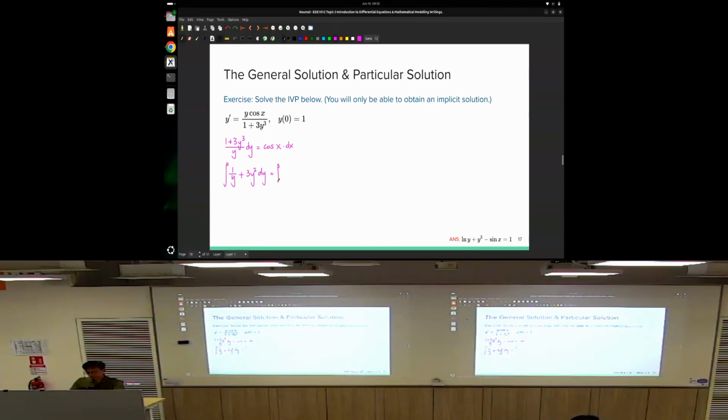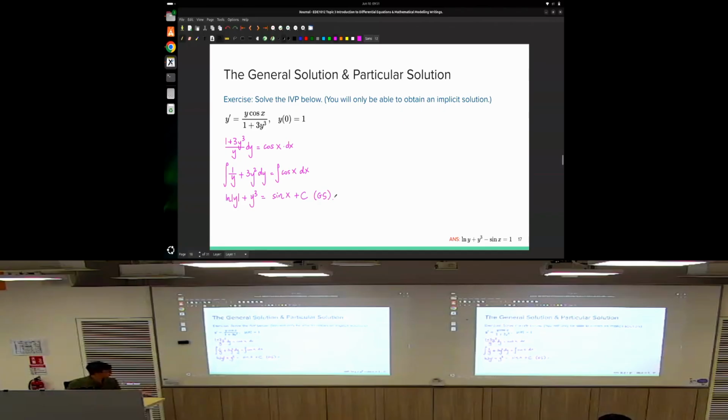Then this one you also integrate. Integrating 1 over y is just ln modulus of y, then plus, integrating the other term, you just get y cubed. That's equivalent to integrating cosine, which is sine, because you can just check: differentiate sine x, you get cosine x. So integrating cosine must be sine, then plus a C. So indeed, this is your general solution.